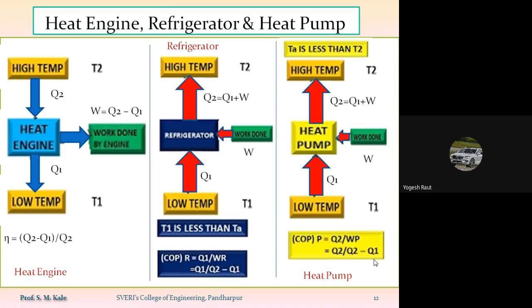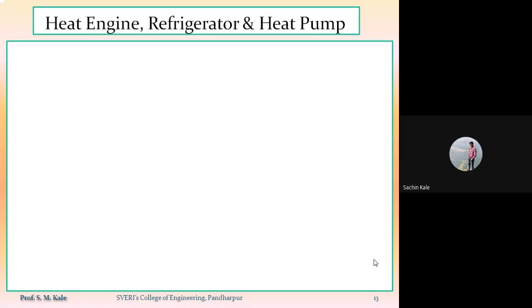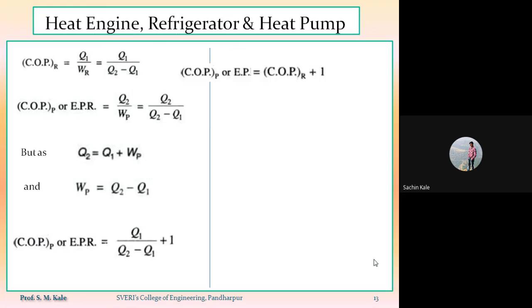Have you completed this? Everyone? Shall we proceed further? Yes, sir. Okay. So here you have to write down this derivation part also. Write down as it is. Not necessary to explain once again. COP of refrigerator is equal to Q1 upon WR. WR ची value put up करा. COP of heat pump or EPR. EPR चा long form लिहून ठेवा notebook च्या वरच्या side ला. Energy Performance Ratio, कारण की exam मध्ये काही वेळेस COP of heat pump विचारायच्या ऐवजी काय म्हणतात, find out the EPR of heat pump.